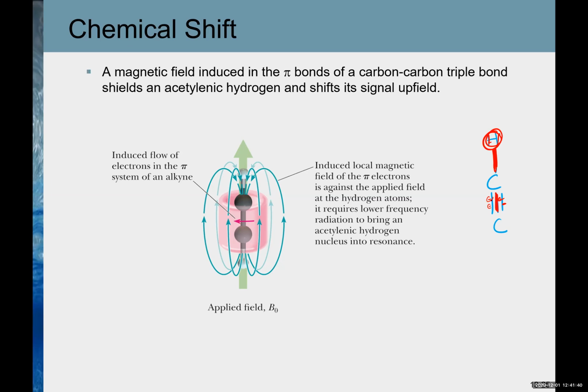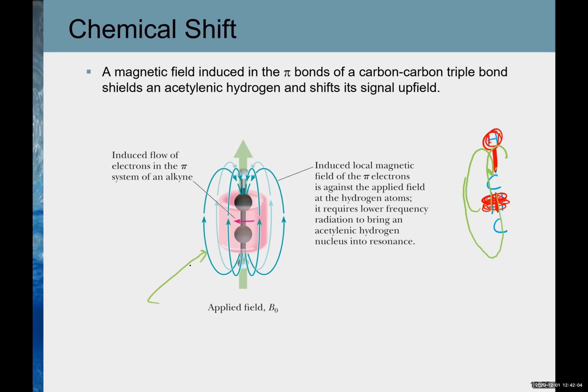And these pi electrons are rotating this way. When they rotate this way, they create their magnetic moment in a ring form. And that magnetic moment is going this way, from outside into the middle of the bond.